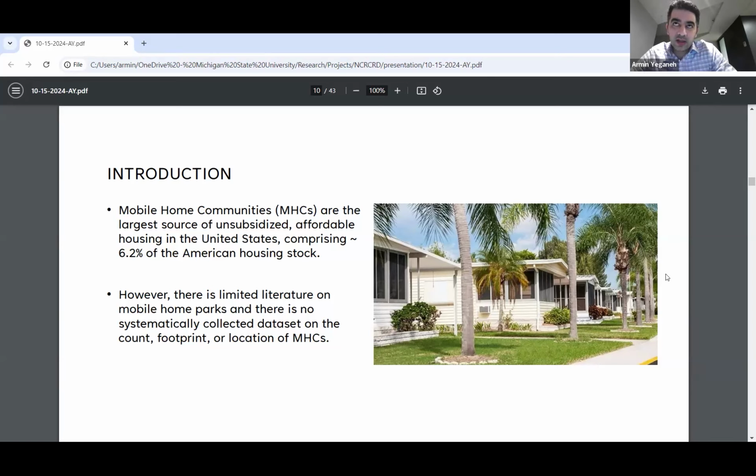These are primarily treated as some kind of informal development or sometimes stigmatized, unfortunately, by local governments. So they don't really try to push these communities. So we felt that this is an area that we need to research.